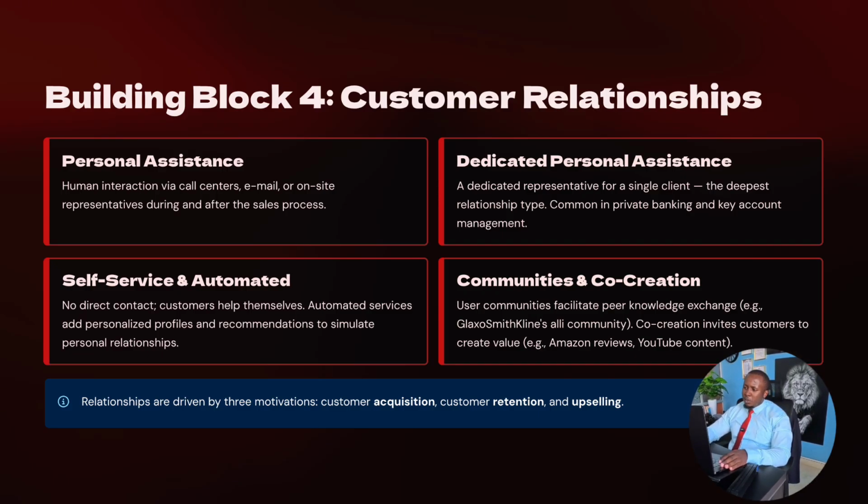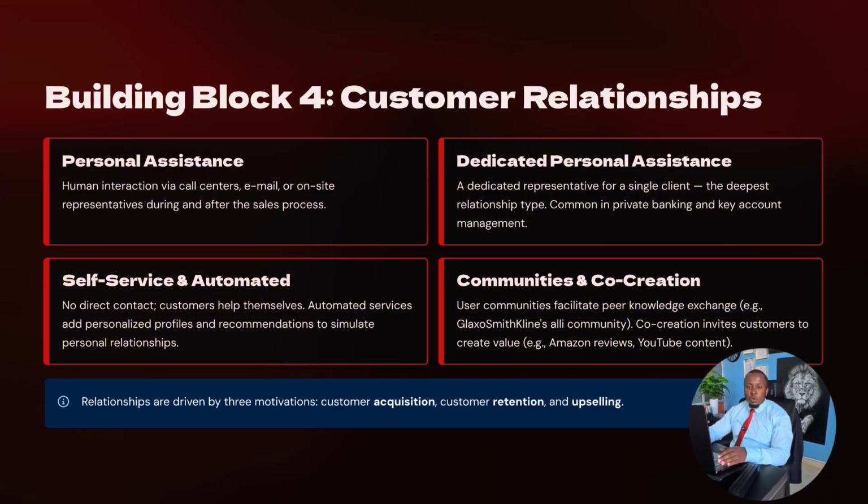Now, for a dedicated personal assistant, this is a dedicated representative for a single client, and it's the deepest relationship type, which is common in private banking and key account management. We also have self-service and automated customer relationships. Here we have no direct contact. Customers help themselves. Automated services add personalized profiles and recommendations to simulate personal relationships.